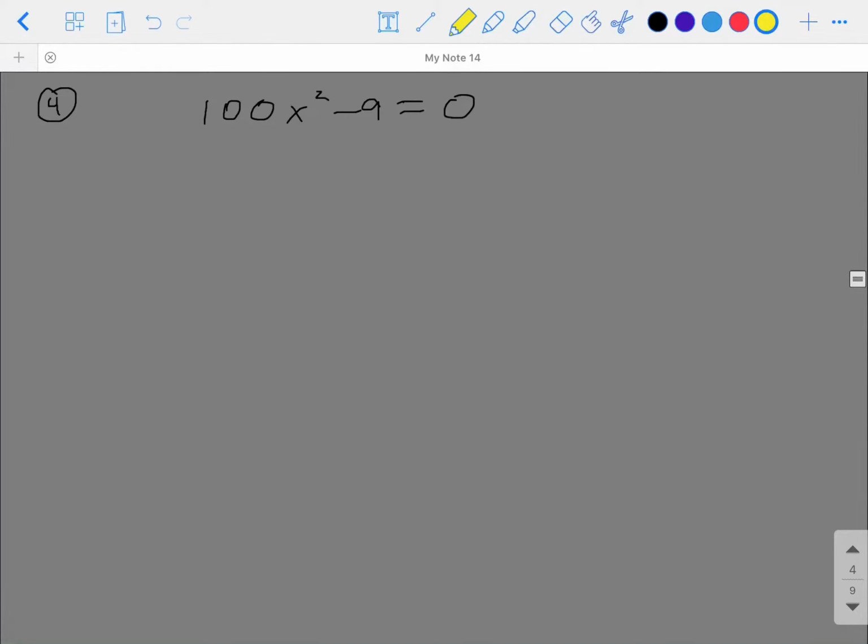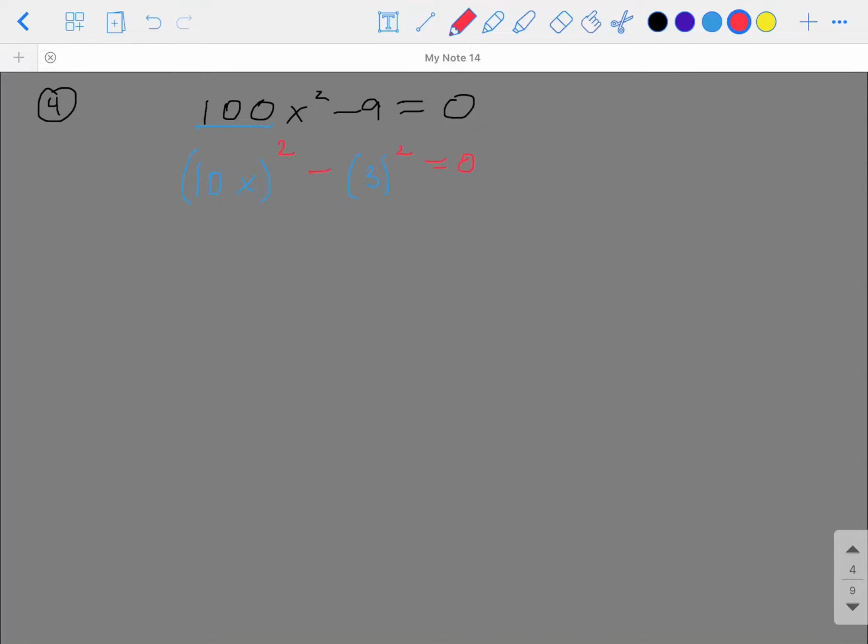Question number 4. 100x squared minus 9 is equal to 0. Again, be suspicious that this should read as a difference of perfect squares. Let's just find out how it should be rewritten. 100 is the same thing as 10 times 10, so I'm going to rewrite it as (10x) to the second power. And 9 is the same thing as 3 times 3, so I'm just going to lay it out as 3 with the power of 2.